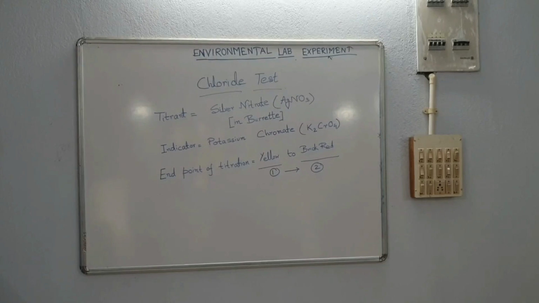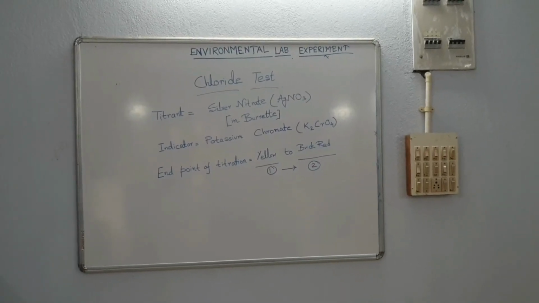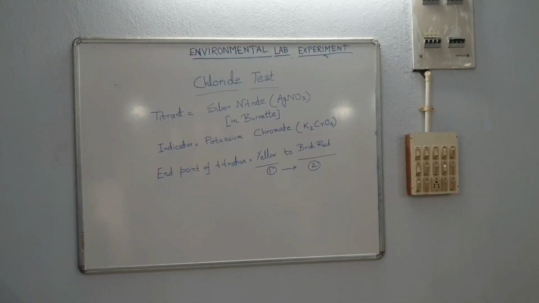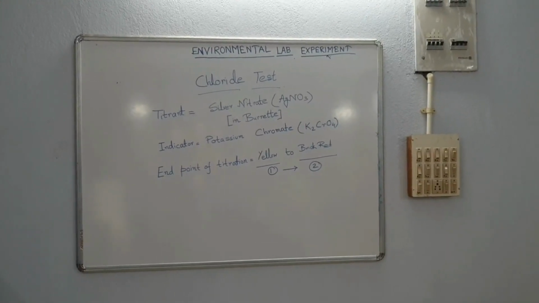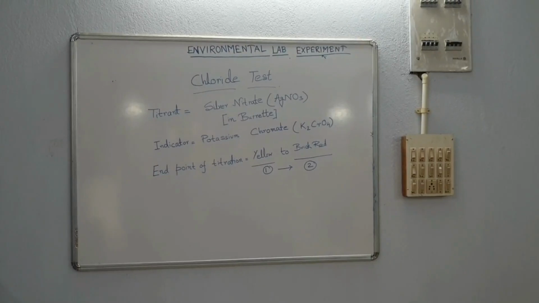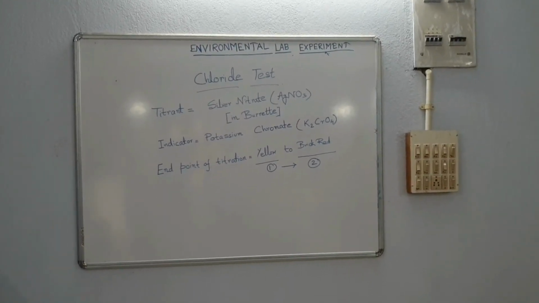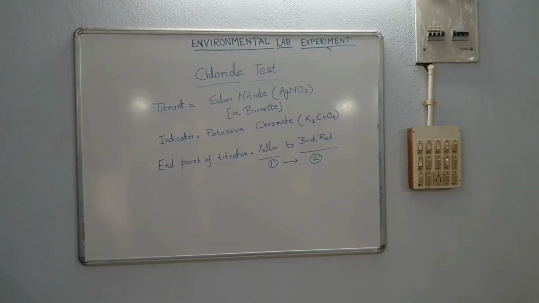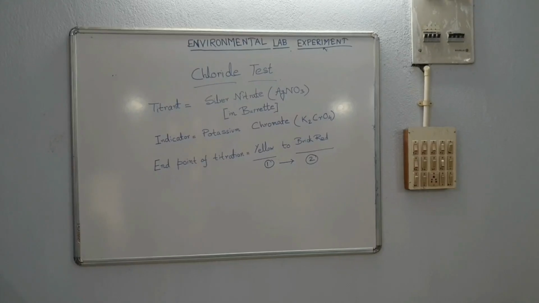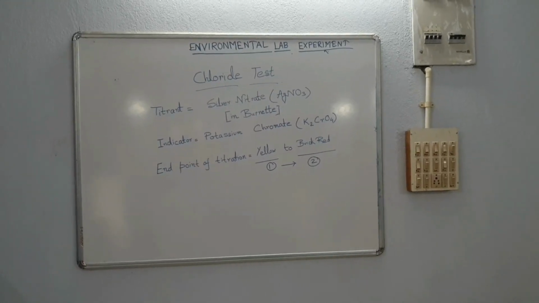For the chloride test we will take the sample of water for which the chloride value has to be determined. Then we will use silver nitrate solution, that is the AgNO3 solution. We will put it into the burette and use it as the titrant, as has been written on the board. You see, the titrant is silver nitrate solution, AgNO3 solution, that is in the burette.